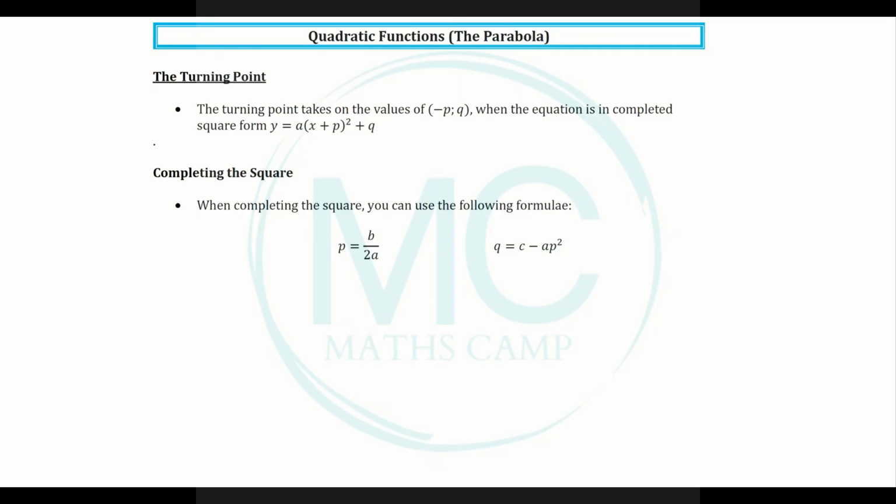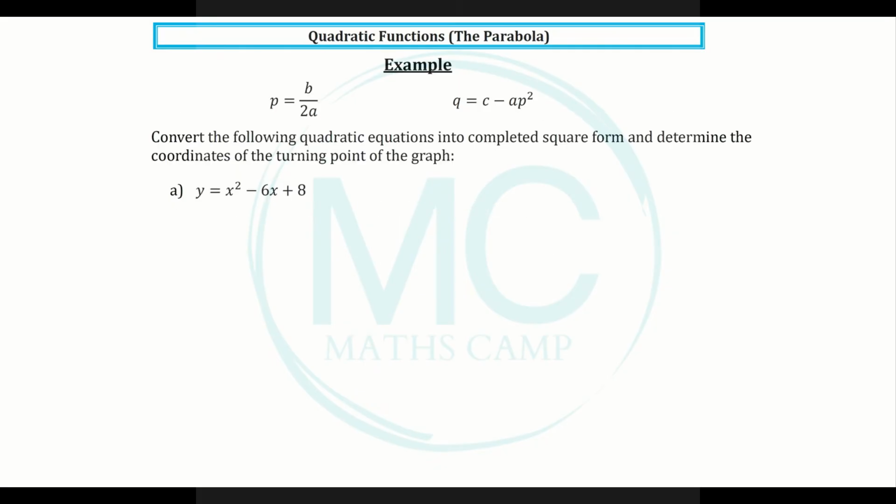Let's look at some examples. Convert the following quadratic equations into completed square form and determine the coordinates of the turning points of the graph. Here we have y is equal to x squared minus 6x plus 8. Here our a value is 1. b is the coefficient of x, negative 6. And c is the constant 8.